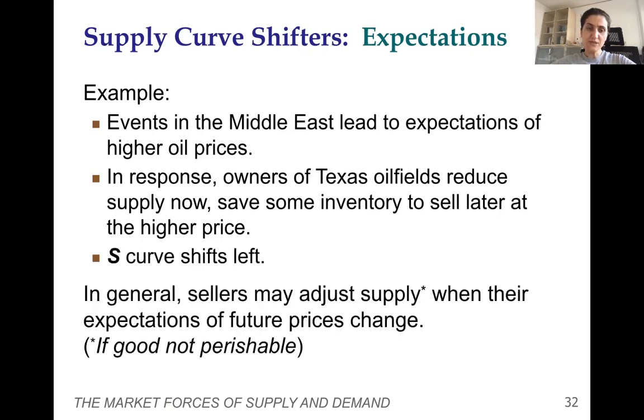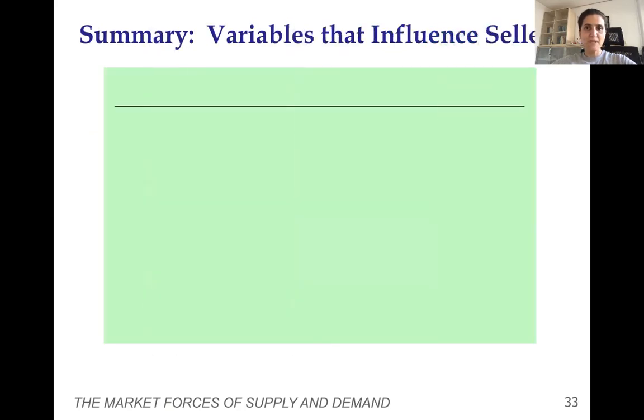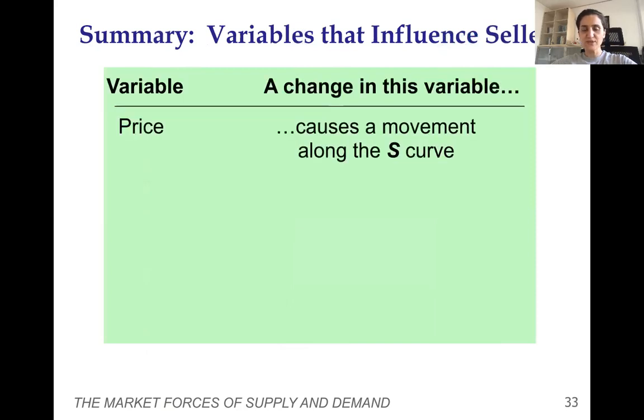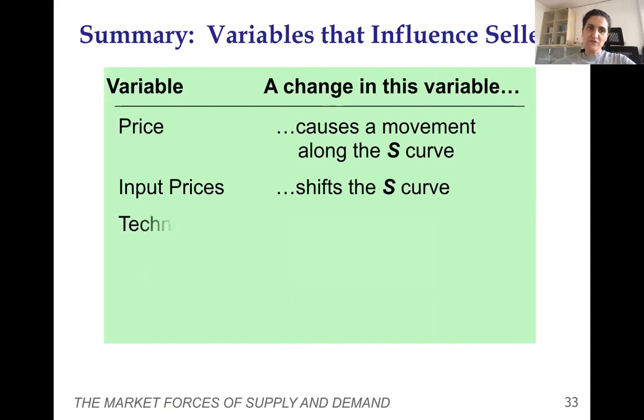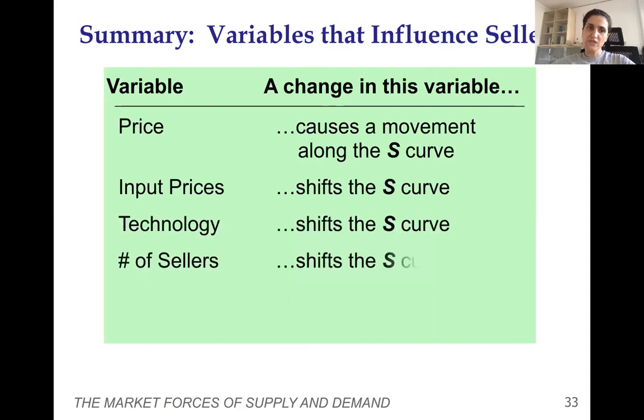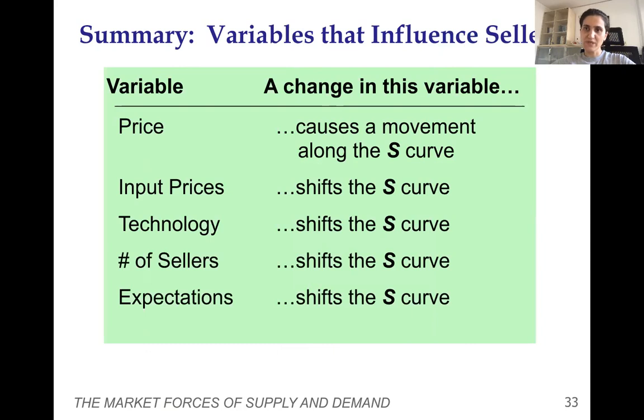So in general, sellers may adjust supply when their expectations of future prices change. Variables that influence the seller's price cause a movement along the curve. It's not going to shift the supply curve. Input prices, technology, number of sellers, and expectations will shift the supply curve.